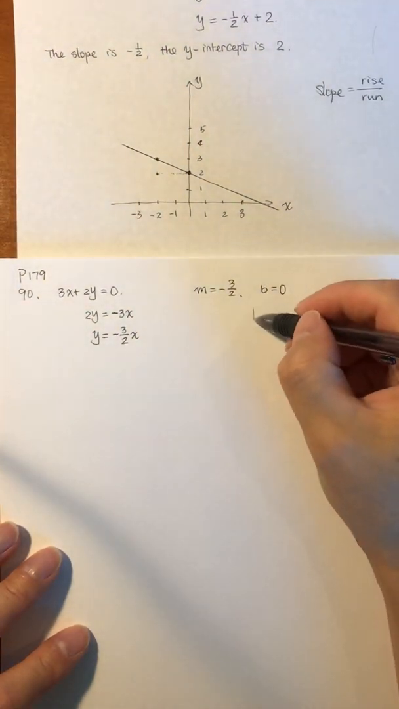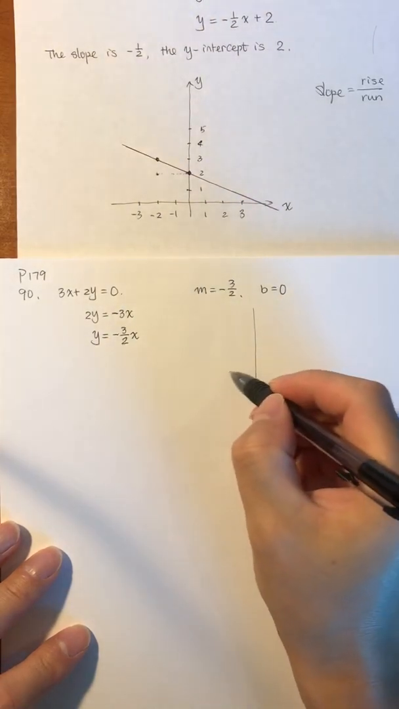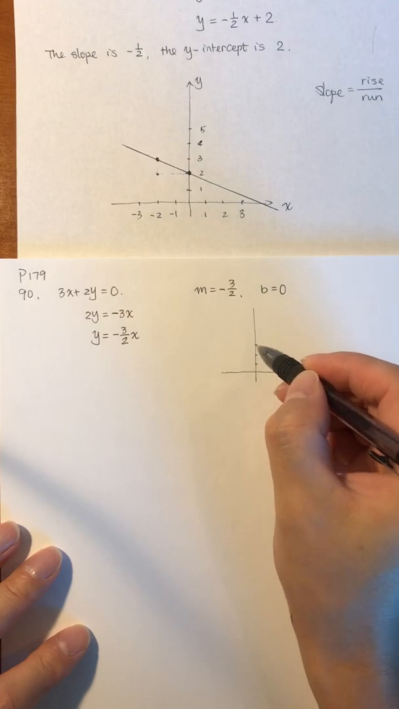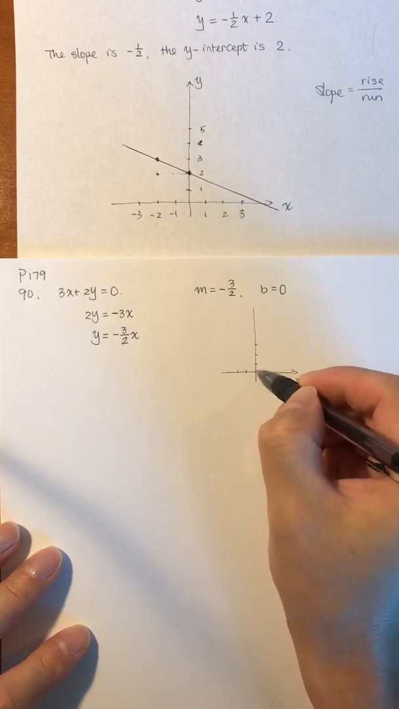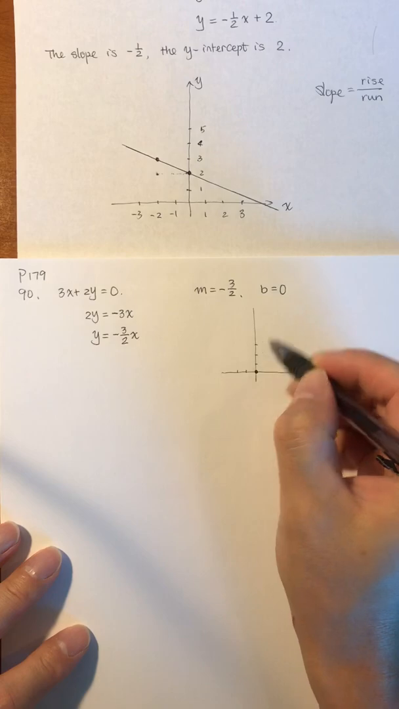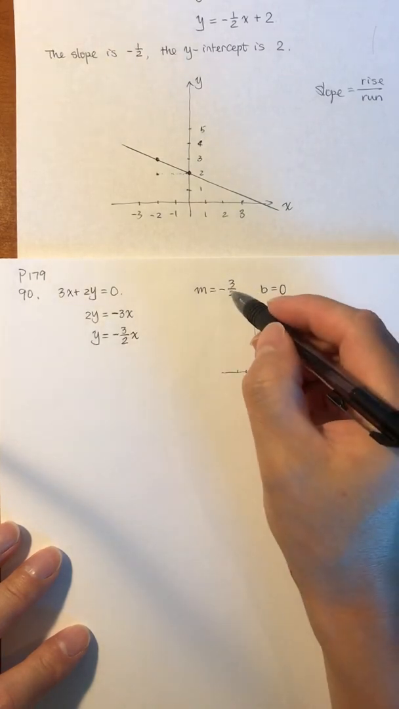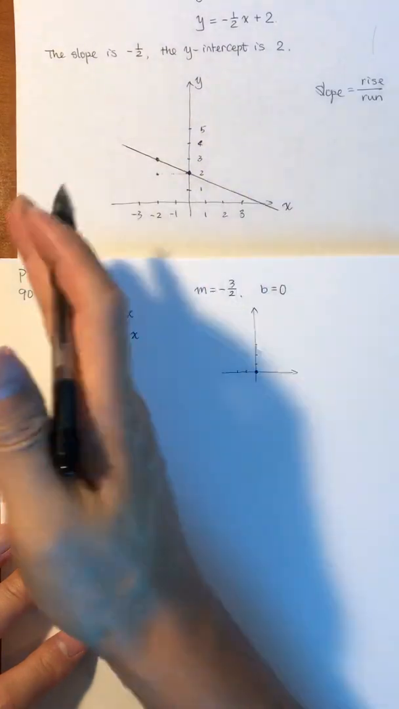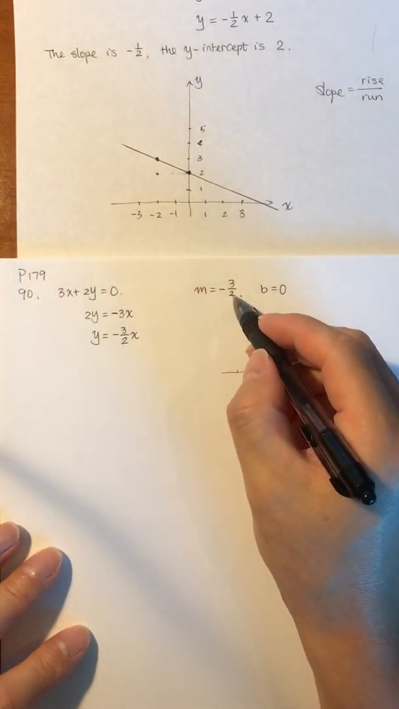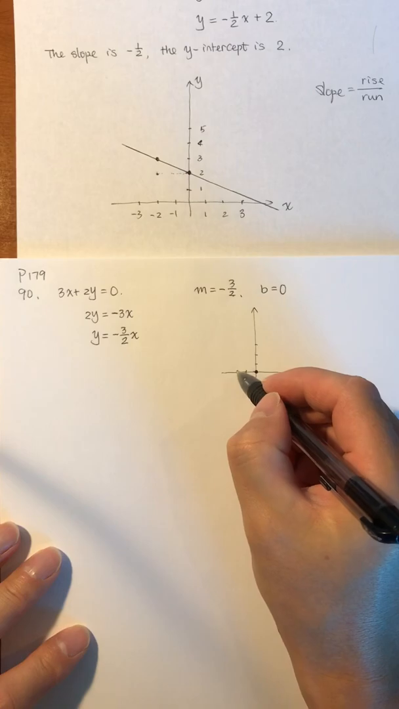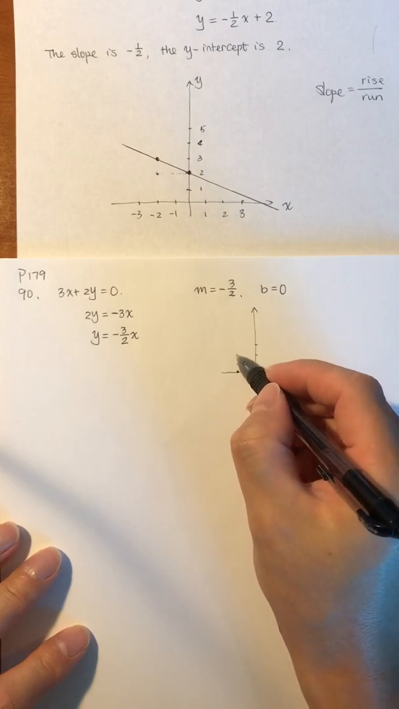The y-intercept is 0. If you try to sketch the graph, 1, 2, 3, 1, 2. So first it passes through the y-intercept 0. The y-intercept 0 is here. And it's a negative slope, so you're going to move to the left side. Run is 2, so you move 1, 2. Rise is 3, 1, 2, 3.